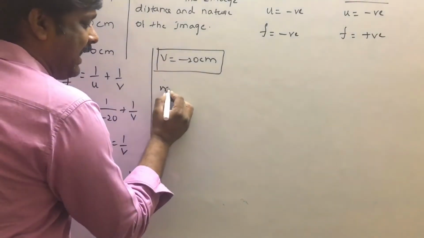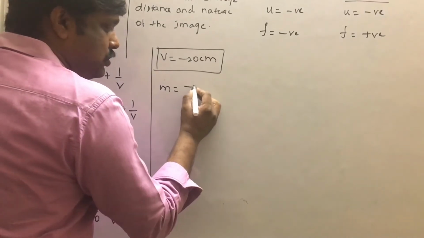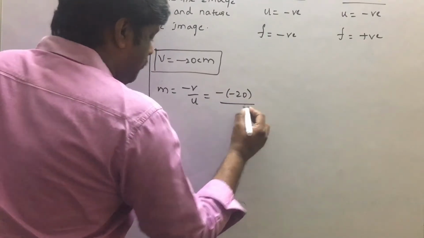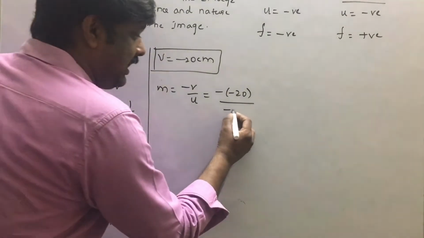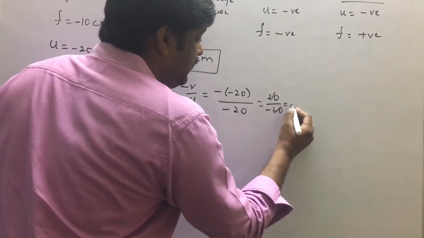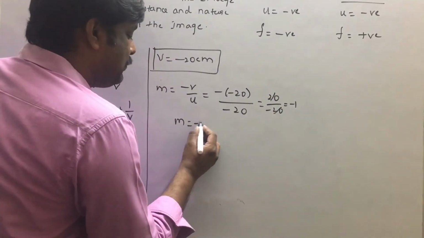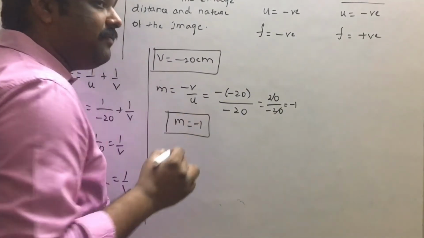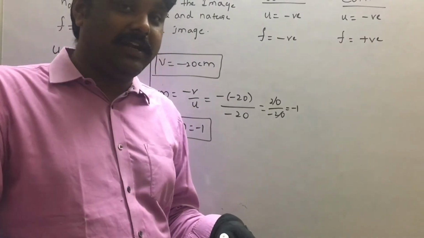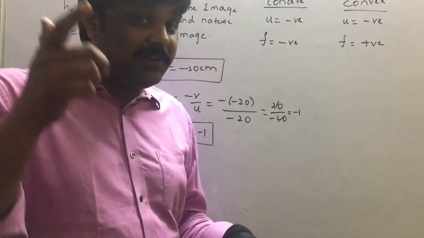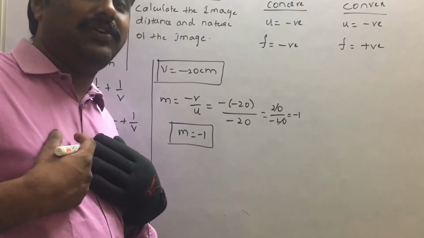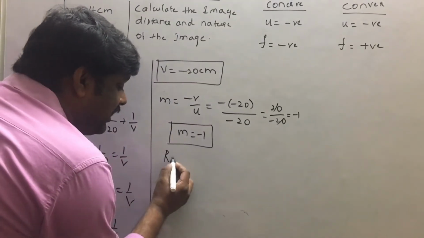Okay, let us go for magnification. Magnification m equals minus v by u, that is minus of minus 20 by minus 20 again. Minus into minus is plus, and 20 by 20 gets cancelled. Minus 1. M value is minus 1. M value negative indicates the image is inverted. Inverted in the sense it is real. We came to understand that we got the image which is real and inverted.